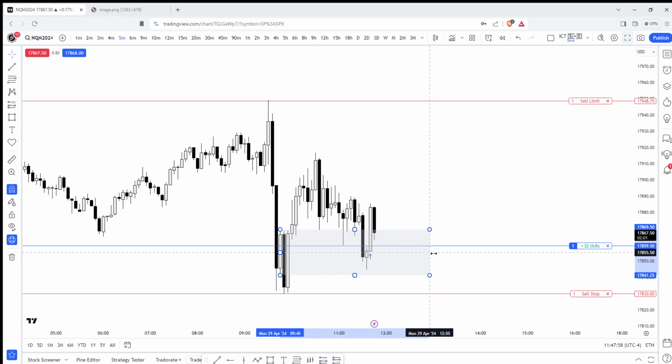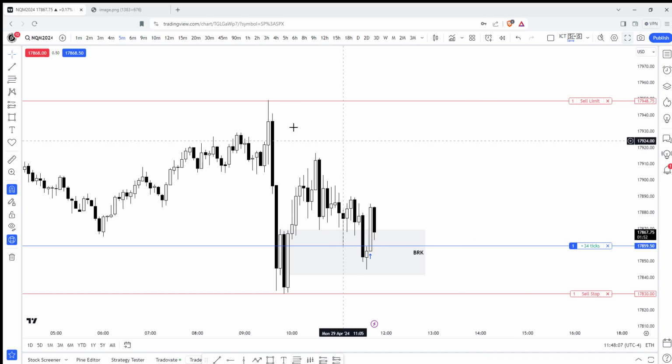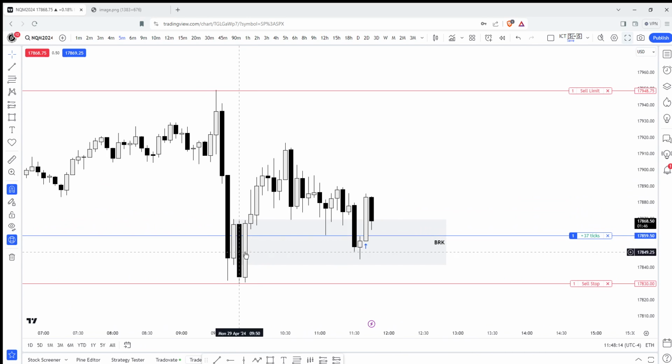I'm going to walk you guys through what a breaker is and why I believe that this is a valid entry. This is live time. As you can see on the right hand side, there is a countdown to close on the 5-minute candle bar. So that does show that this is live price action. Okay, and I am entering based on this breaker.